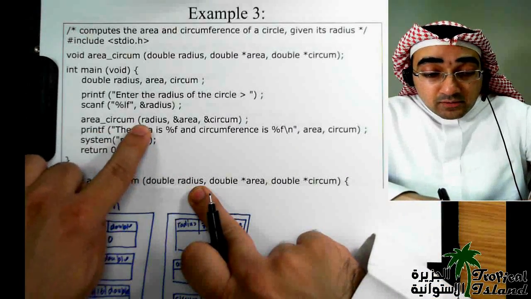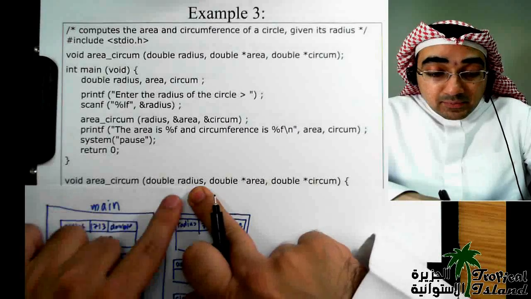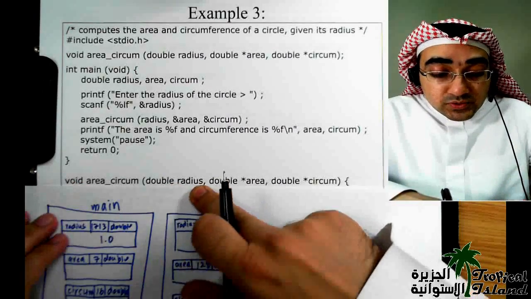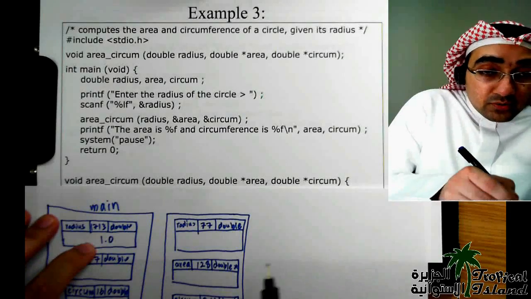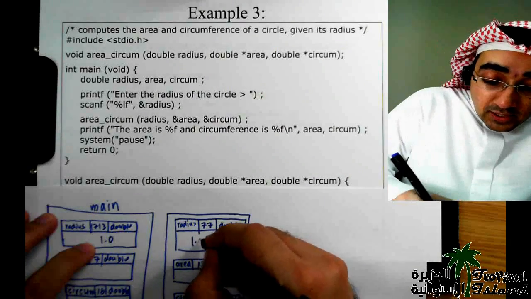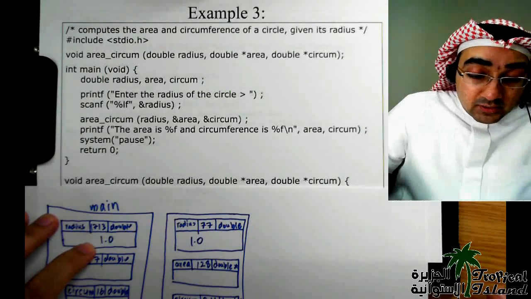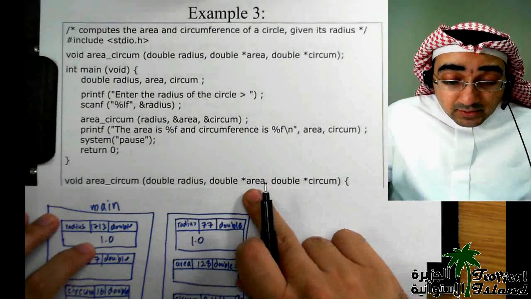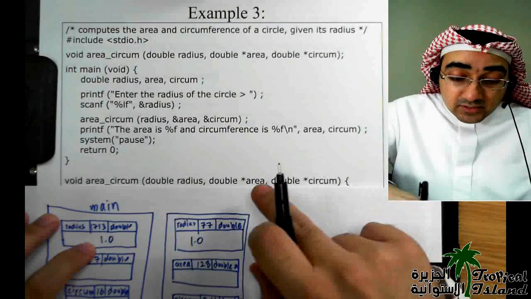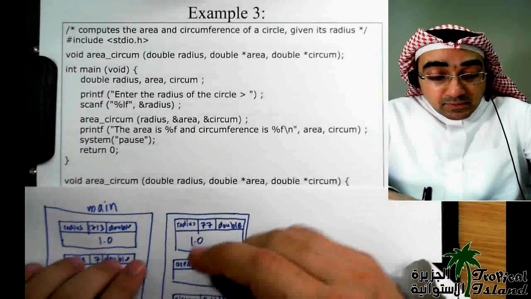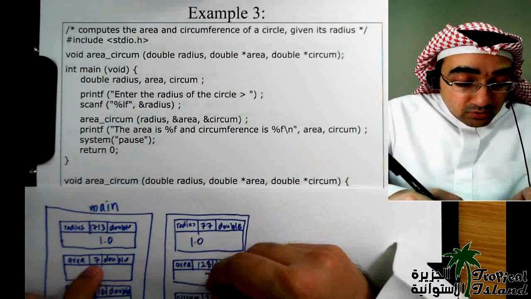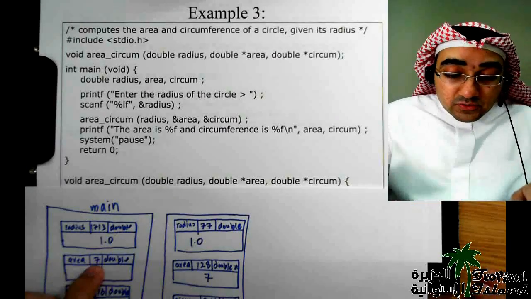So the radius, which is inside the main function, is going to pass to the radius, which is inside the area circum function. So the radius inside the main function, 1.0, I'm going to put in a photocopy machine, take it out, and I'm going to have a 1.0 over here. Okay, the area is a pointer variable, so it's going to take the address of the area that is in the main function. So the address is, when you come over here, this address number 7 is going to be stored over here.